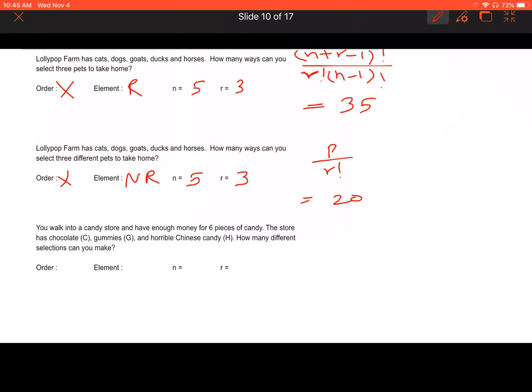You walk into a candy store and have enough money for 6 pieces of candy. The store has chocolate, gummies, and horrible Chinese candy. How many different selections can you make? So they are having 3 types of chocolates or candies, some sweets, okay, and then we have to choose 6 pieces out of it. And in which order you take them doesn't matter. And the elements are repetitive, of course. In this case, I can find that the elements are repetitive in one way, that is, the number of choices is 3.